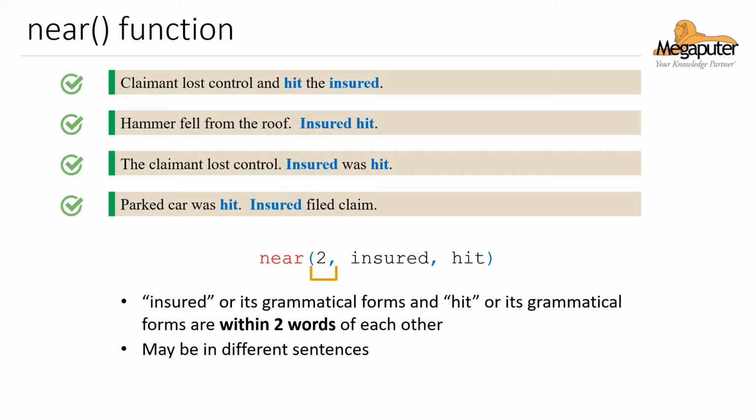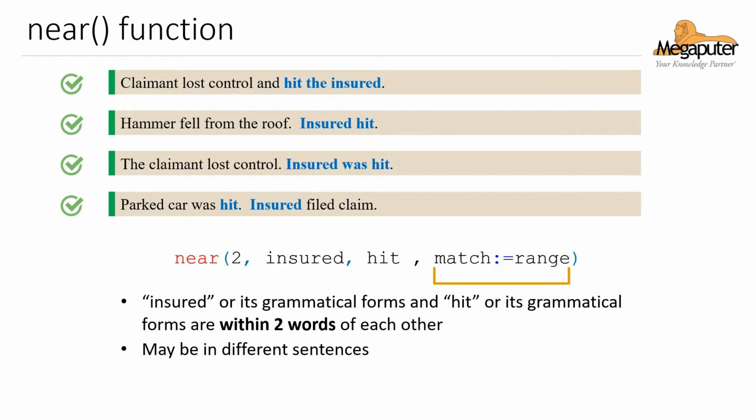So in order to match the entire range between the function arguments, we use the parameter match equals range. Now, notice that with this change in the expression, the same records are matched, but the match zone in the first and third records now includes all the words between the function arguments.